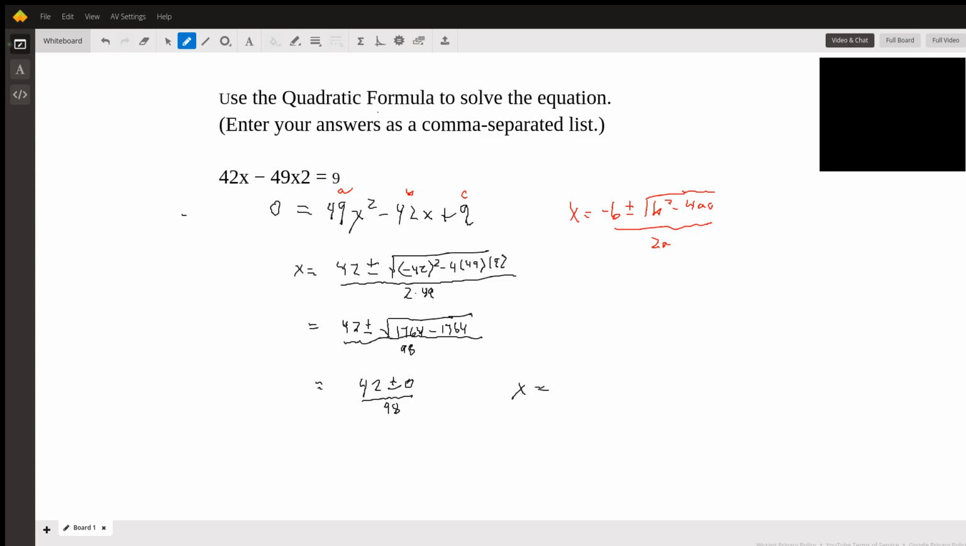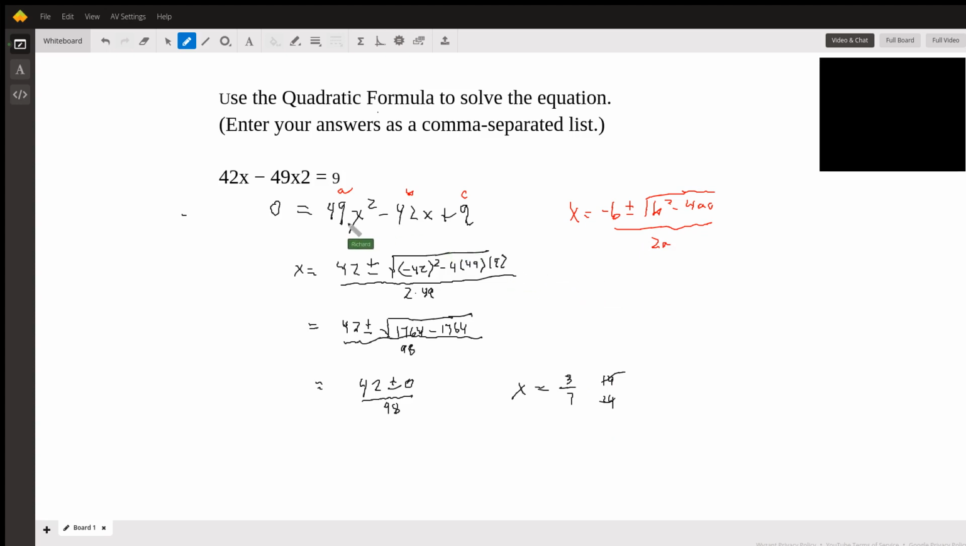I can simplify 42 over 98. So hold on a second. Three over 7. Because this is 3 times 14 is 42, and 7 times 14 is 98. So 14 is a common factor here, so we'll separate those out. So it reduces down to 3 over 7.